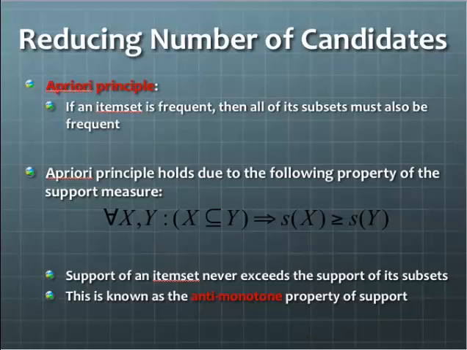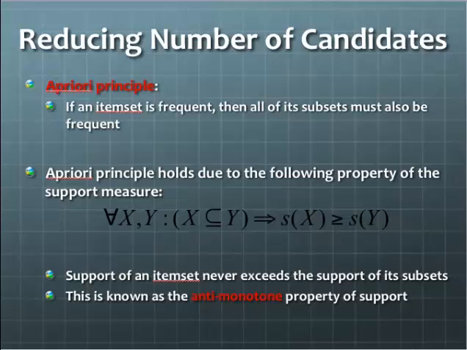In the Apriori algorithm, the use of support for pruning candidate item sets is guided by the following principle. If an item set is frequent, then all of its subsets must also be frequent. So this principle means that the support of an item set will never exceed the support of its subsets, and this is known as the anti-monotone property of the support.